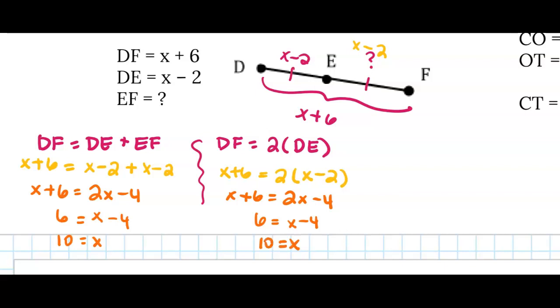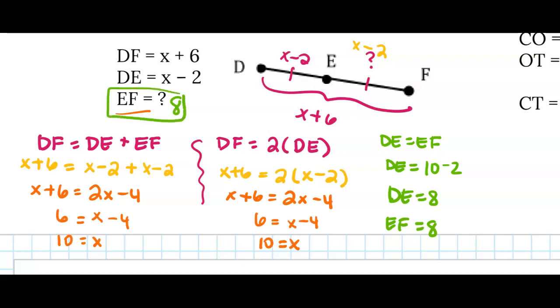Once we find that x is 10, we're not quite done yet. They actually still want us to know what EF is. So then we're going to plug back in, because DE is equal to EF. We're just going to plug in. So DE is equal to 10 minus 2. So DE is equal to 8. Since DE equals EF, EF is also equal to 8.